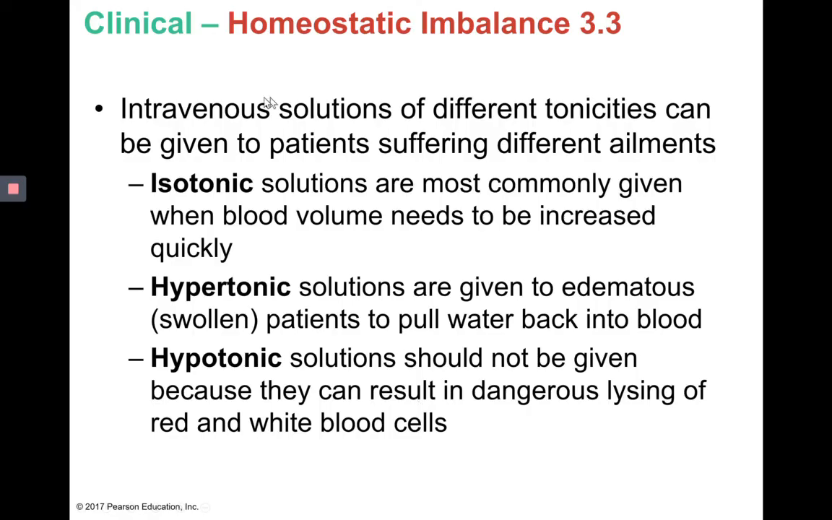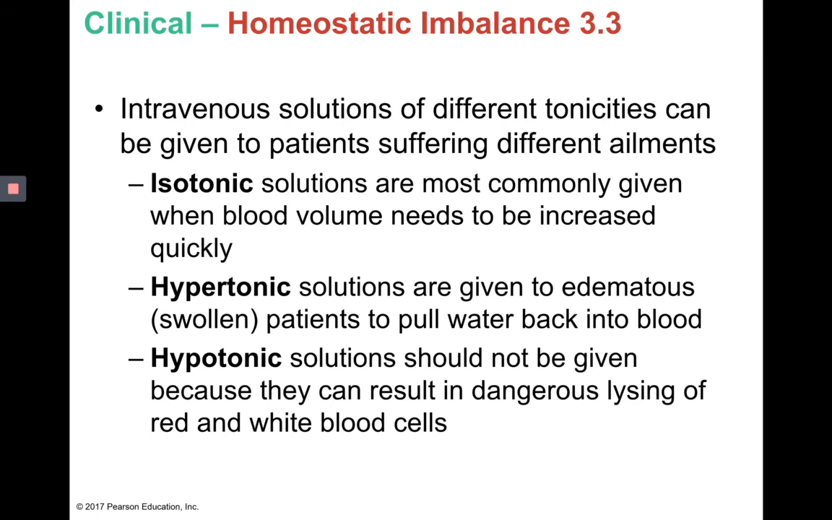So here's a clinical or homeostatic imbalance, just talking about what we just looked at, that intravenous solutions of different tonicities can be given to patients suffering different ailments. So even though isotonic is the most commonly given in order to increase blood volume and blood pressure quickly and not change cell shape, there are certain situations where you'd want to use hypertonic and hypotonic solutions, but most of the time you would not.